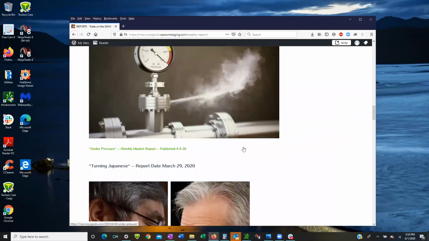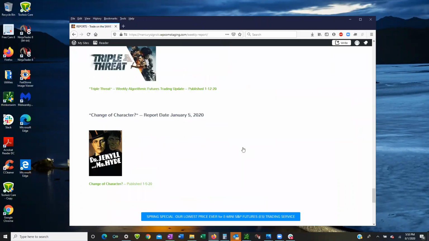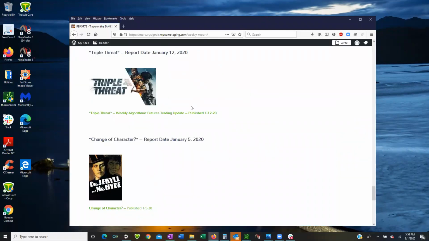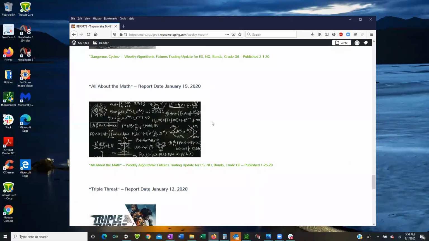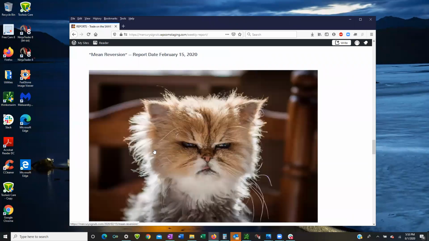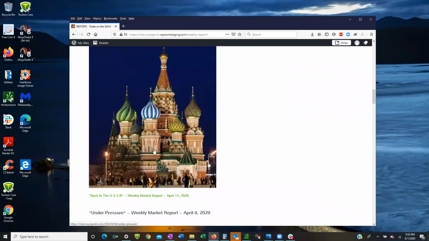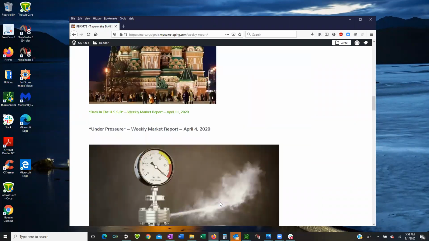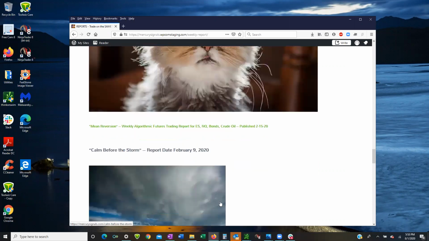Now, if you want to see something really cool, go back here to these first ones. January 5th, January 12th, all about the math on January 15th. Everything that came to pass in February, you'll read right here. We absolutely nailed it. Well, I don't mean read all of them, but go back and read any of these, and you'll find that everything that's been posted on here, we were about a month ahead. I told everybody to look out in February.